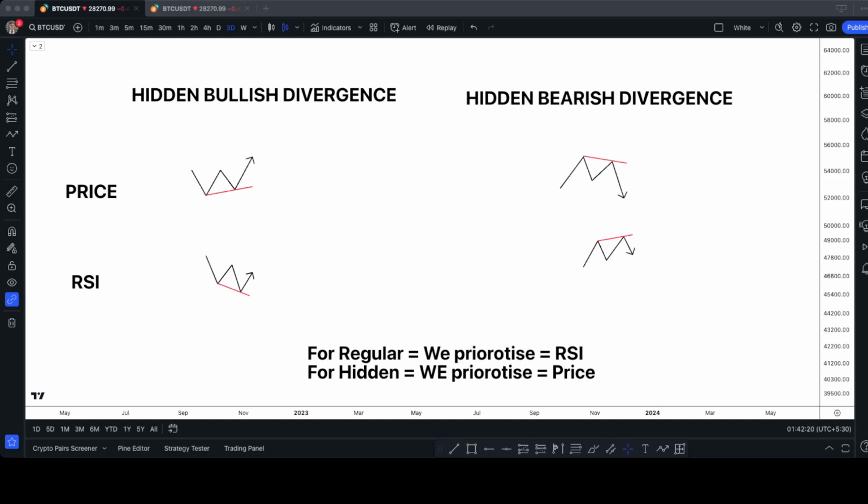When we are on regular divergence, we prioritize RSI. Let's say if the price is going lower and the RSI is going higher, we prioritize the RSI and look for longs. But if there is hidden divergence, we prioritize the price there. Let's say if price is making a higher high and the RSI is making a lower low, we prioritize the price and start looking for longs.